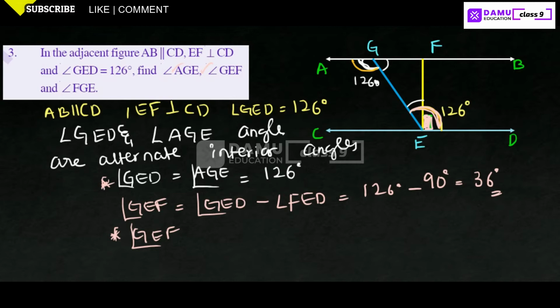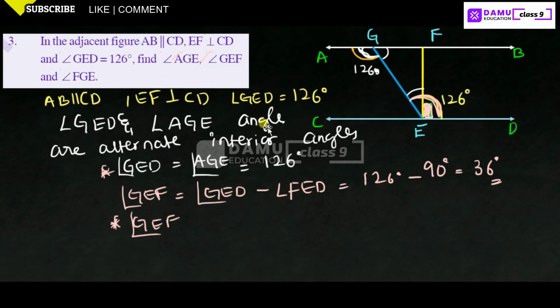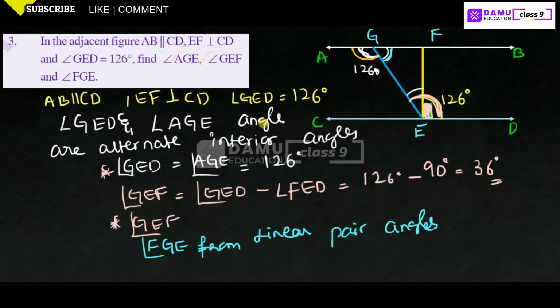Then our next angle is angle FGE. We can find this angle from linear pair angles. What you can take here is linear pair angles. So angle AGE plus angle FGE will be equal to 180 degrees. These two angles will make 180 degrees.